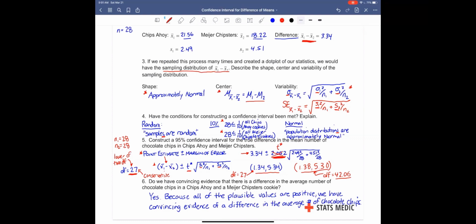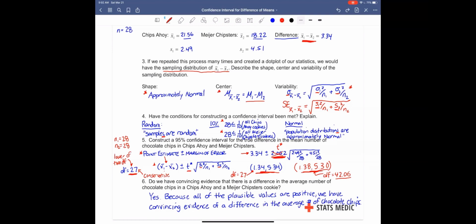Now let's take care of the last question here, number 6. Do we have convincing evidence that there is a difference in the average number of chocolate chips in a Chips Ahoy and a Meyer Chipsters cookie? Well, the answer is yes here, and if you look at our interval, both our interval as well as the calculator interval, you'll notice that all of the plausible values for the difference between the mean number of chocolate chips is positive. So we think that this difference is going to be positive. So we do have convincing evidence that there is in fact a difference in the average number of chocolate chips.